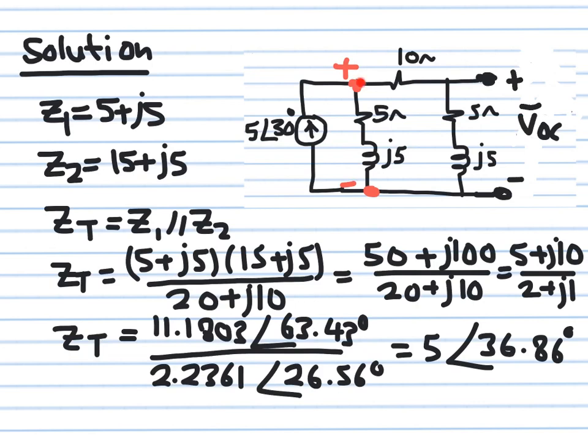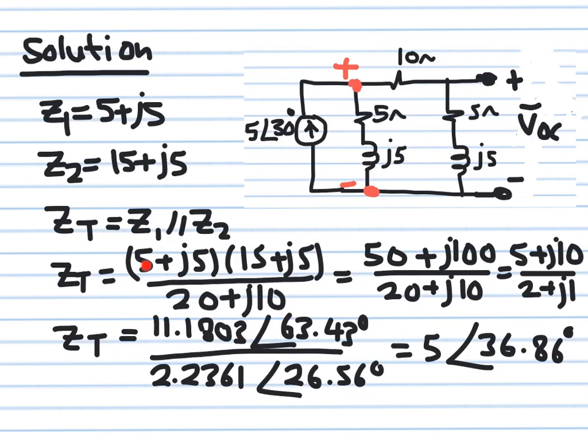I'm going to combine these two parallel impedances, 5 plus J5 in parallel with 15 plus J5, and multiply them with the current source to get this voltage here. Once I have this voltage, I'm going to use current division between 5 plus J5 and 10 to get the open circuit voltage. So let's first get the total impedance Z1 in parallel with Z2.